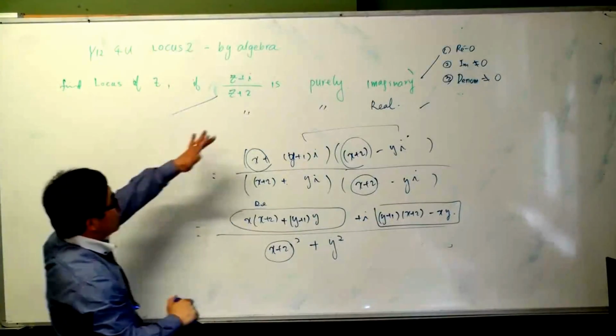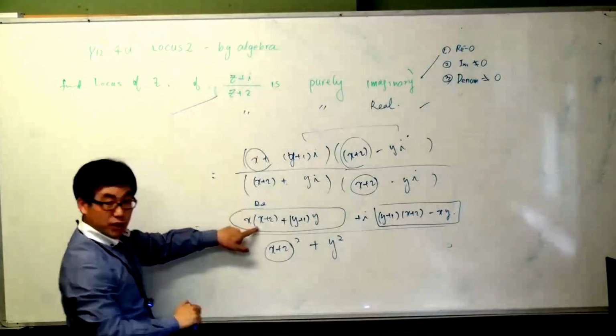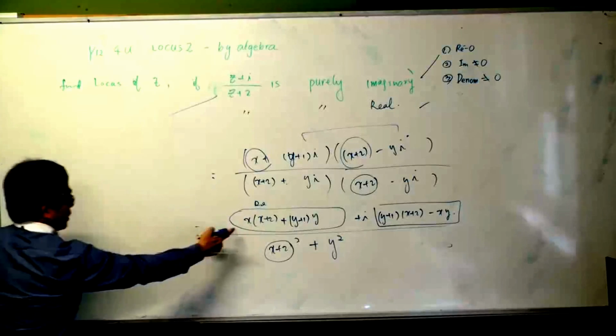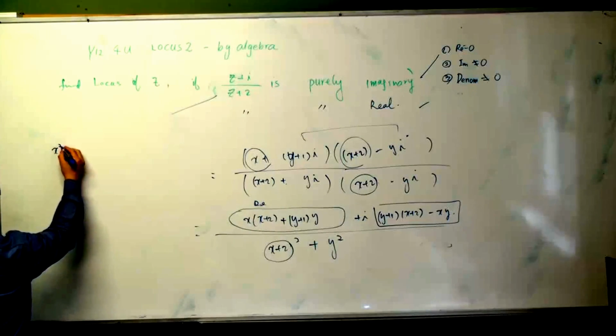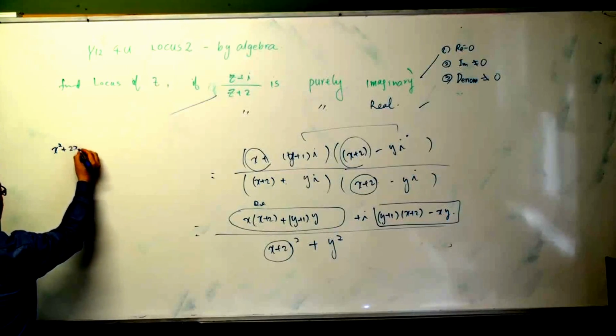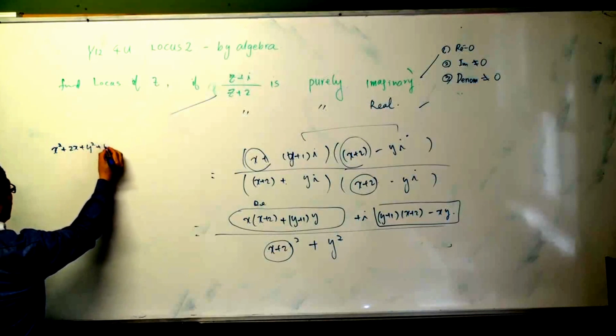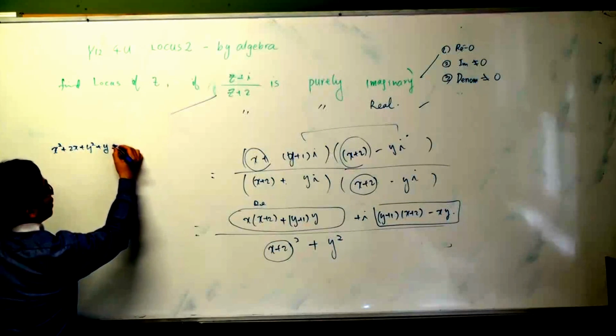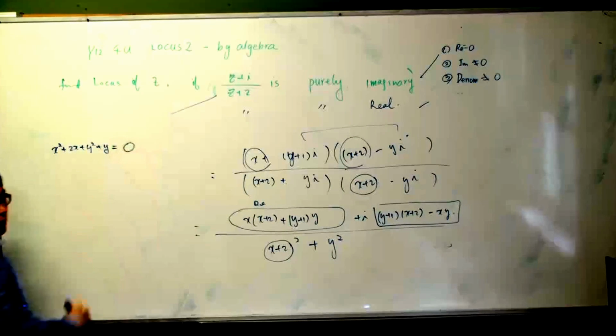So, to be purely imaginary, it shouldn't be 0, isn't it? That's the condition. So, if you expand it, what do you get? X squared plus 2x plus y squared plus y. It is real. It shouldn't be. It should be 0.